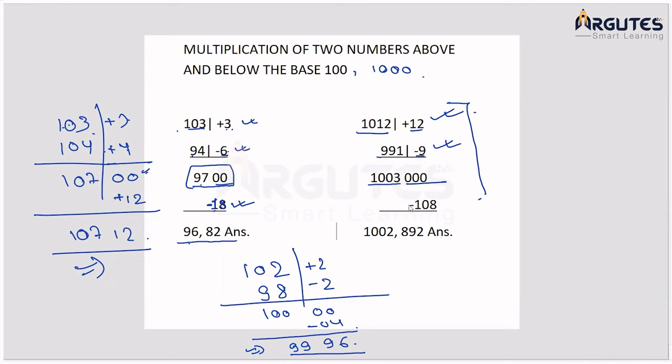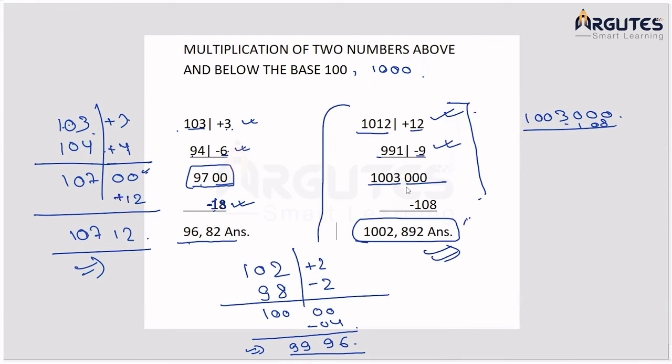So here we will subtract it. While subtracting, how do we subtract it? Suppose it's given 1003000, like this, and you have to subtract 108 from here. So just subtract it, it will become 1002892. This is your answer. So by doing this, your calculation will become quite fast.